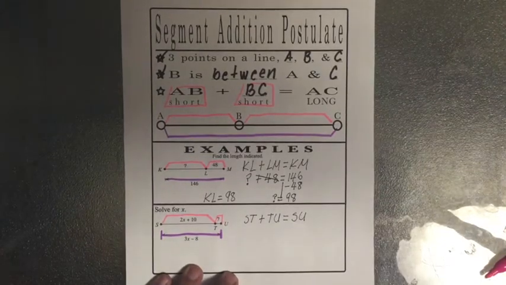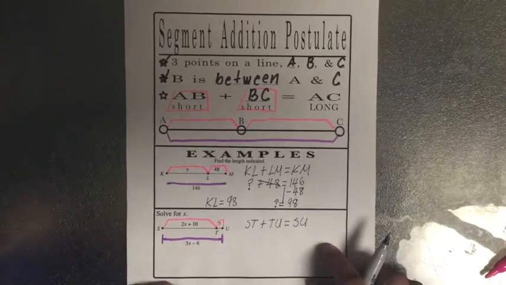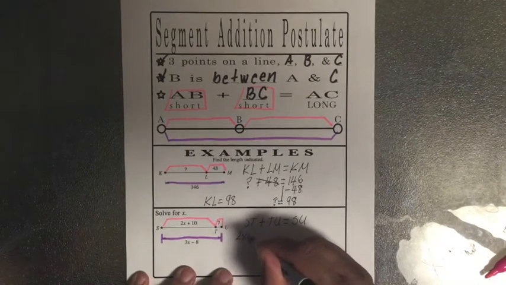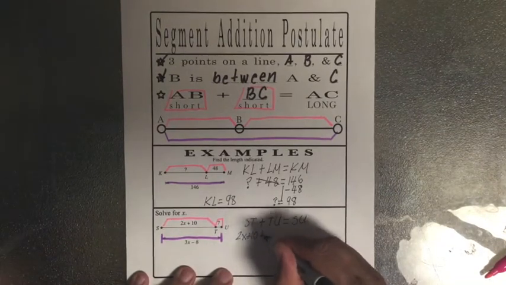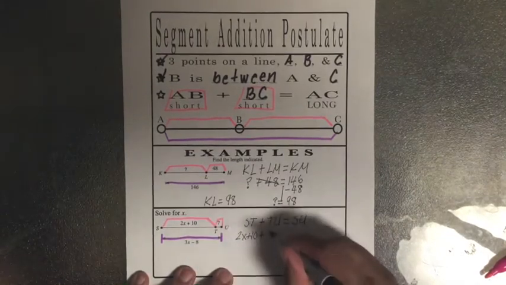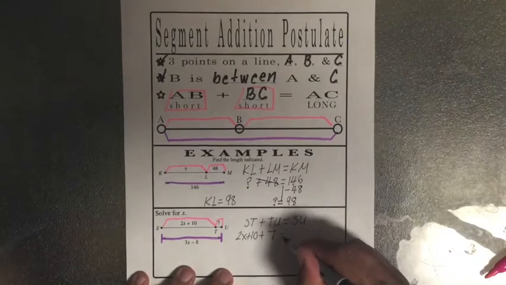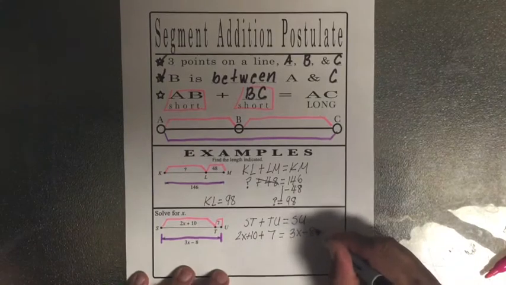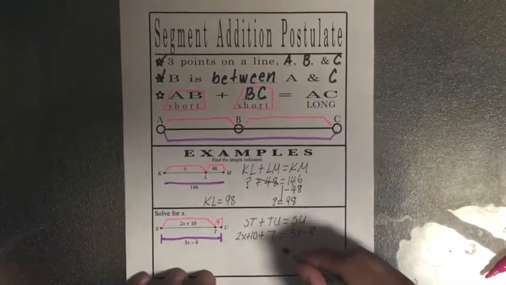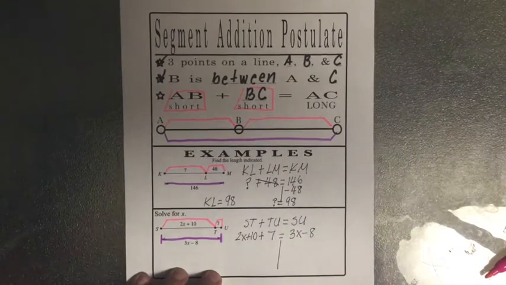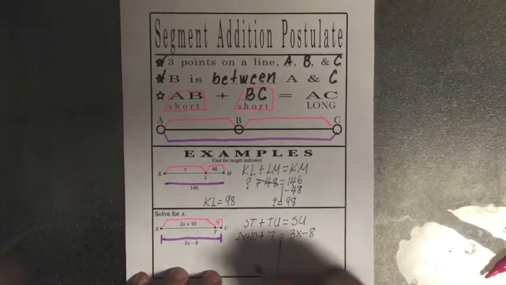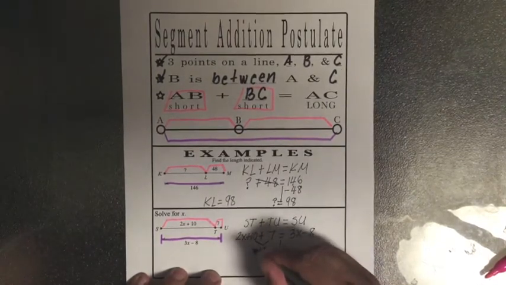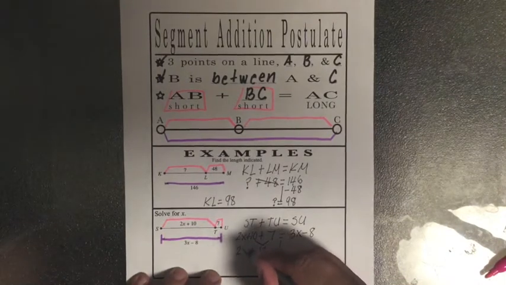All we're going to do is substitute. From S to T is not just a number, but 2x plus 10. I bring down my plus here. T to U is 7, equals S all the way to U, which is 3x minus 8. All right. From here, I want to get x by itself, right? On the left side, I notice that 10 and 7 are like terms. So I'm going to make that 17, and I still have my plus and my 2x here.